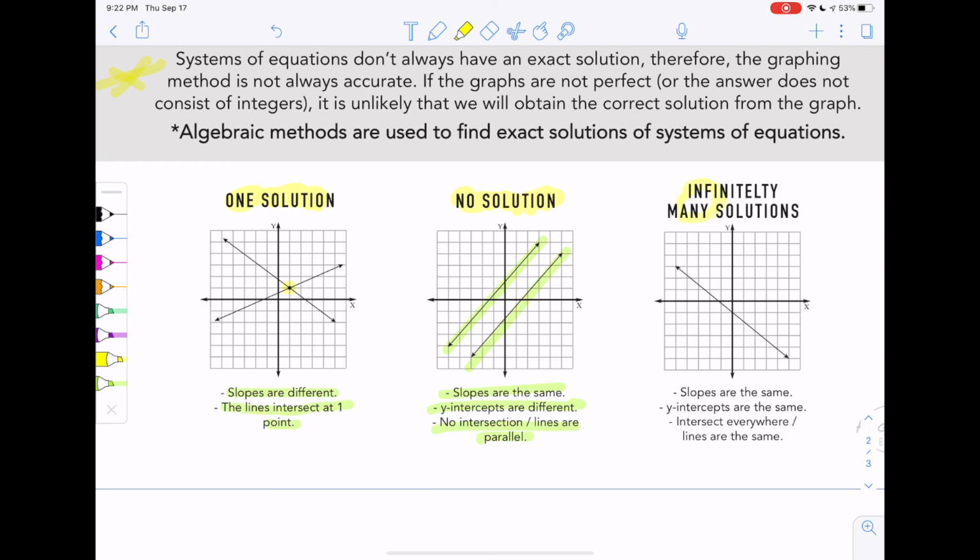And lastly, infinitely many solutions. That is when you have the exact same line graphed on top of itself. Algebraically, you have the exact same two equations. To be specific about it, the slopes are the same, the y-intercepts are the same, and the graphs intersect everywhere because they are the same. You have three choices for solutions. You have one solution, no solution, or infinitely many solutions.